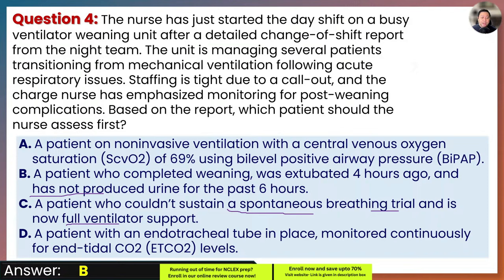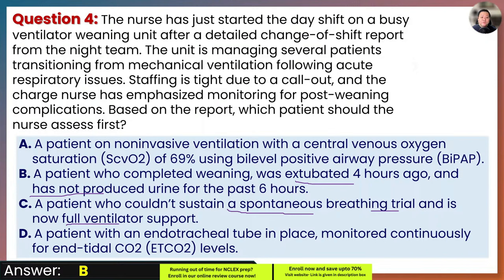And so I want you to pay attention to the clue words for the correct answer. It said extubated 4 hours ago. So there's recent extubation, and the client is at higher risk for respiratory and hemodynamic instability. And also it stated no urine output for the past 6 hours. So this simply reflects that there is possible hypoperfusion, which is an urgent red flag.